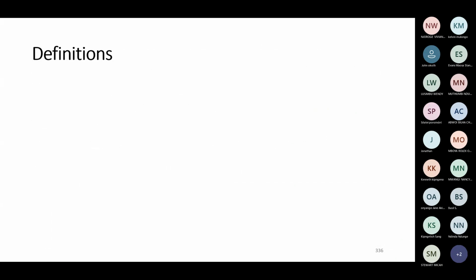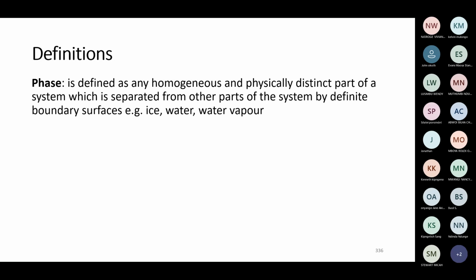Now, first of all, we have mentioned F being the degrees of freedom, P the number of phases, and C the number of components. So what do we mean by phase? A phase is any homogeneous and physically distinct part of a system which is separated from other parts of the system by definite boundary surfaces.